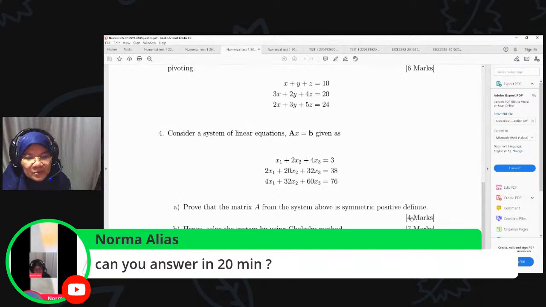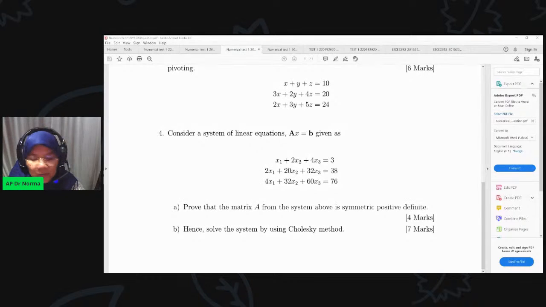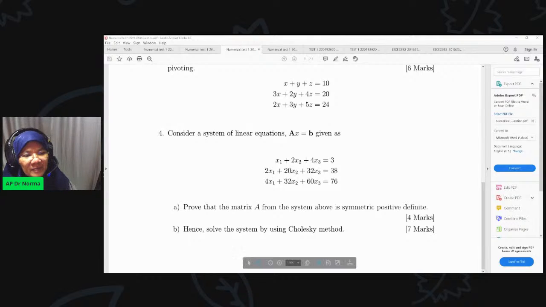The proof of symmetry is 4 marks, and then solving using Cholesky is another 7 marks. Okay, you need to answer in 15 to 20 minutes. All right, so there are 11 marks there. Any question? Come on, I want to know, are you able to solve this problem in 15 minutes for 11 marks? Can you answer the question in 20 minutes?